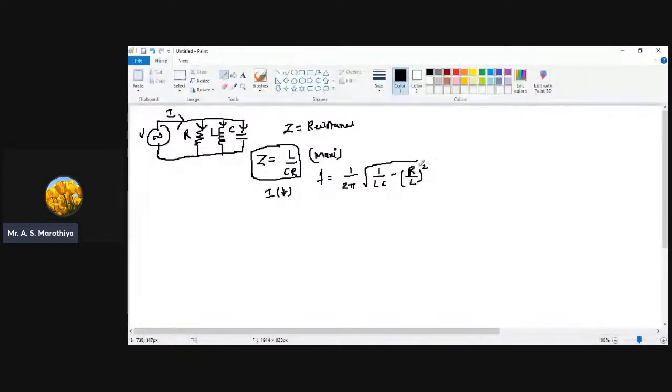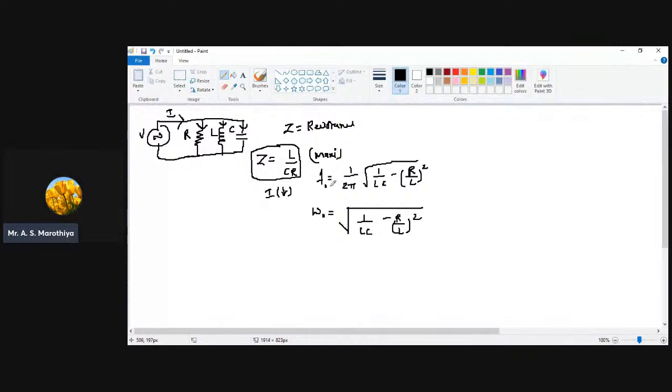This is the expression for frequency in case of parallel resonance circuit: 1 upon 2 pi square root of (1 upon LC minus (R by L) whole square). Or suppose you are interested in finding this in terms of radian per second, it is going to be equal to square root of (1 upon LC minus (R by L) whole square). This is in radian per second, and this is in hertz.